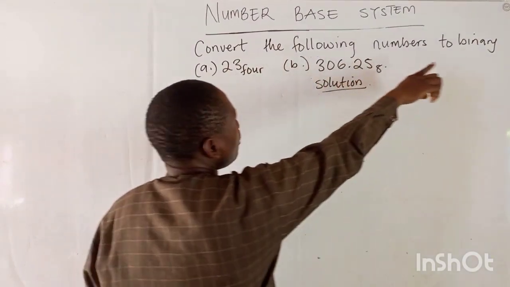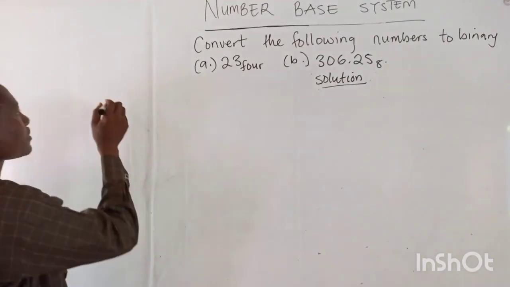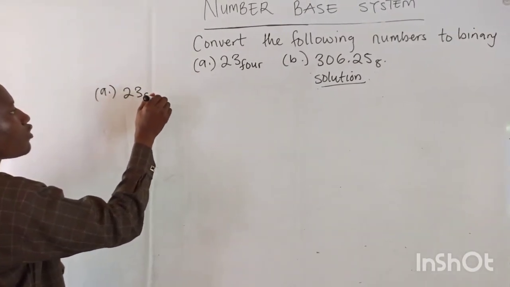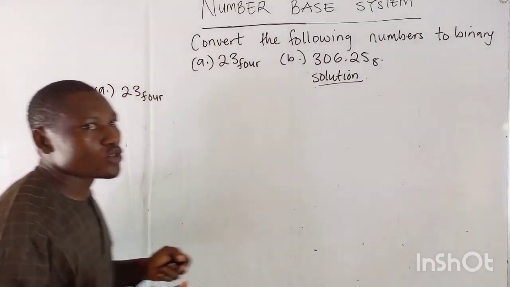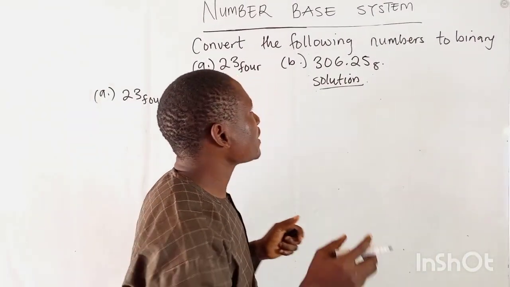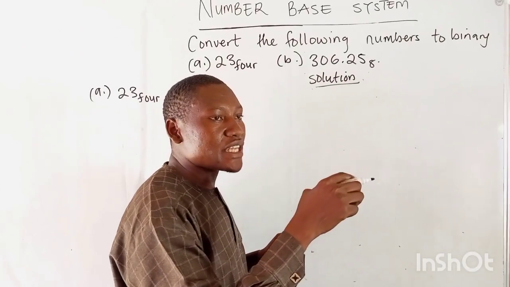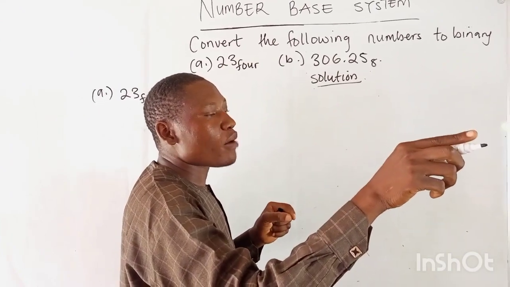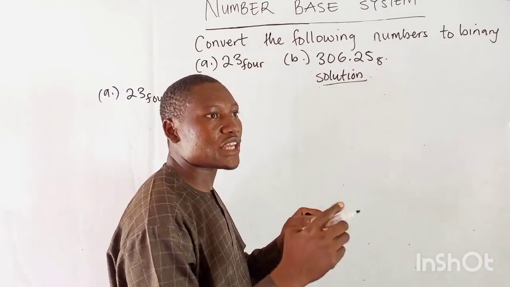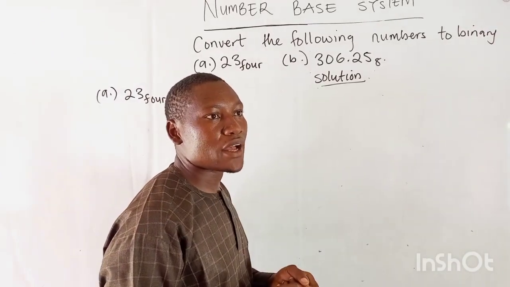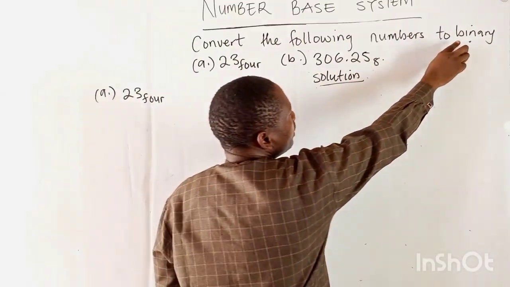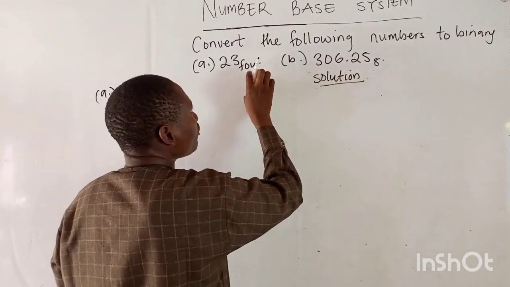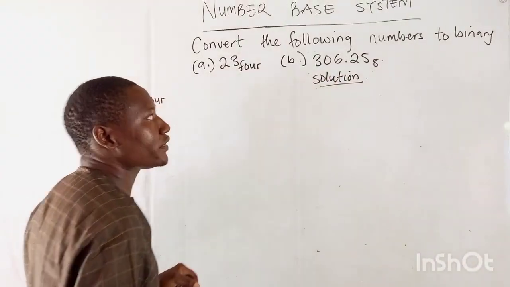Now convert the following numbers to binary. We have to convert 23 base 4 to binary. What we need to understand is that whenever we are converting a number not in base 10 to other bases, before we convert it to that particular base, we have to convert it to base 10 first. In this case, we are converting these numbers to binary, so before we can convert this number to binary, we have to convert it to base 10.